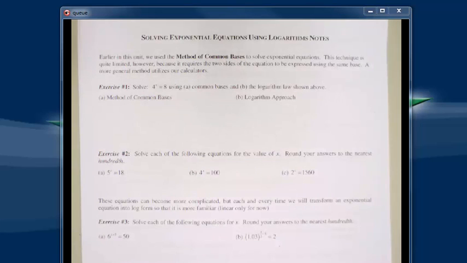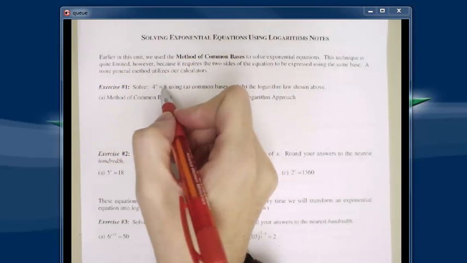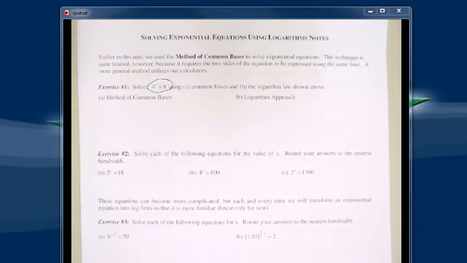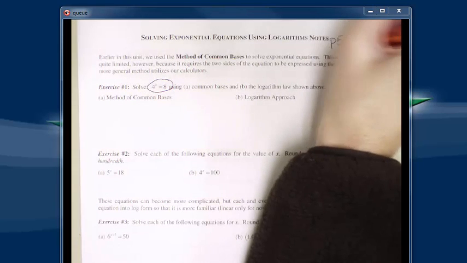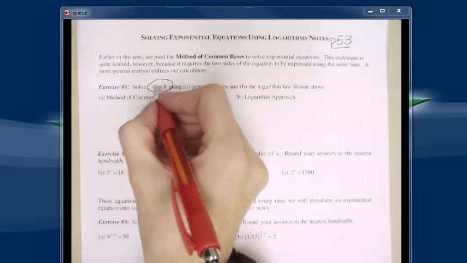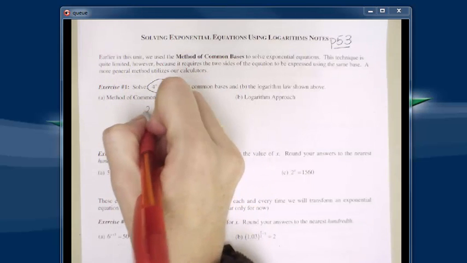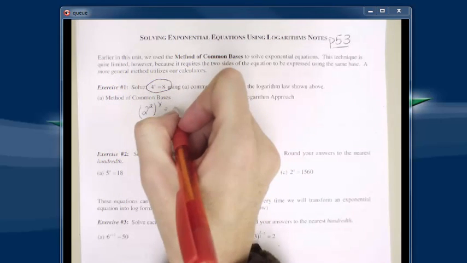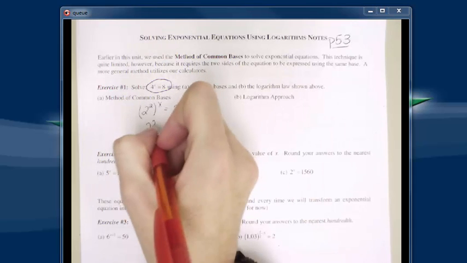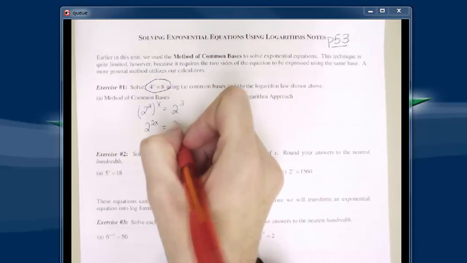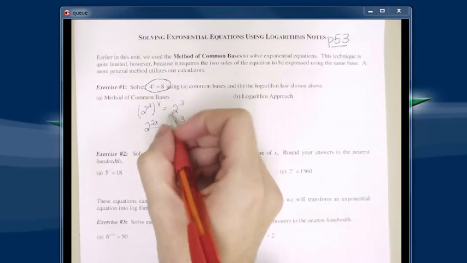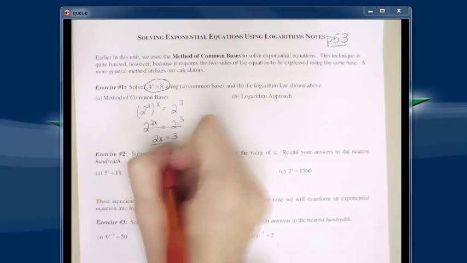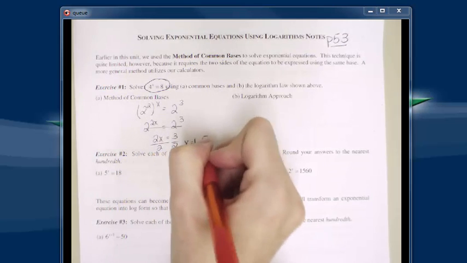Good evening, everybody. Now we're going to use logs to solve these exponentials. You'll remember earlier we used common bases. So looking at this problem here on page 53, using common bases, I would bring the 4, and that would become 2 squared. I would take the 8, and that would become 2 cubed. I would apply the power to a power rule and multiply. I would dump the bases and say 2x equals 3. I would divide, and x would be 1.5.